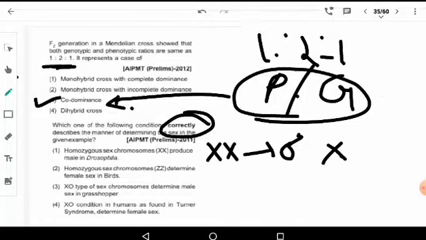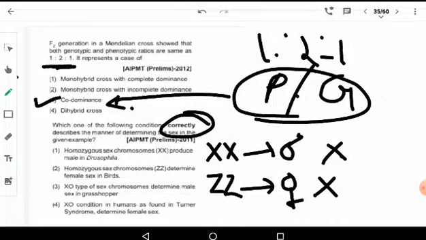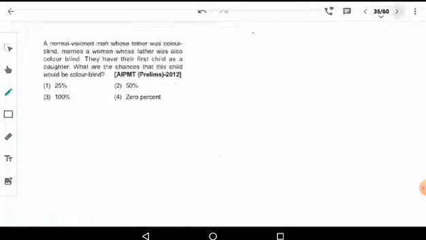Homozygous sex chromosome, that is ZZ, is going to represent the female sex in birds. No, it is female heterogamety, not homogamety. XO type of sex chromosomes determine male sex in grasshopper. Yes, that is a correct statement, so that is going to be the answer. Fourth one, XO condition in humans as found in Turner syndrome determines female sex. It is found in Turner syndrome, that much portion is correct, but it is not determining the female sex, so that is wrong. So option number 3 is going to be the correct answer.